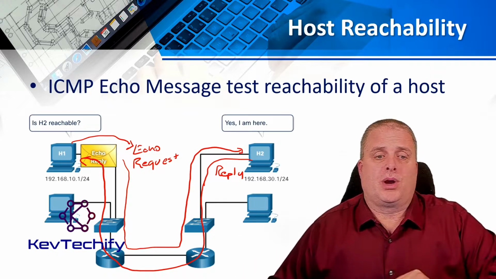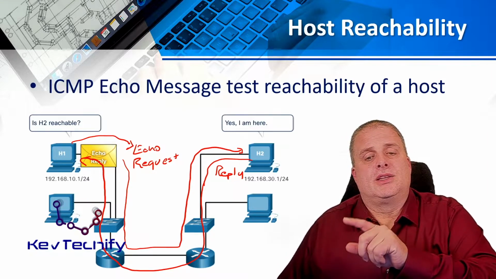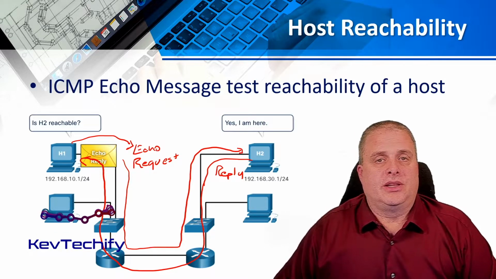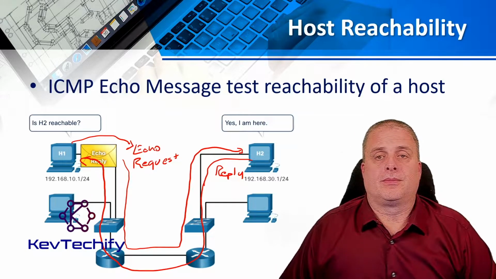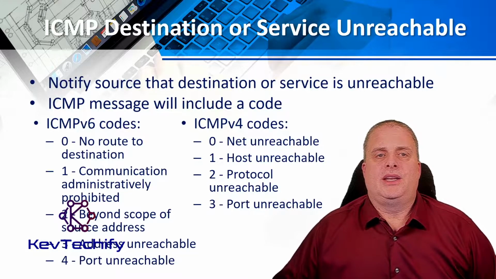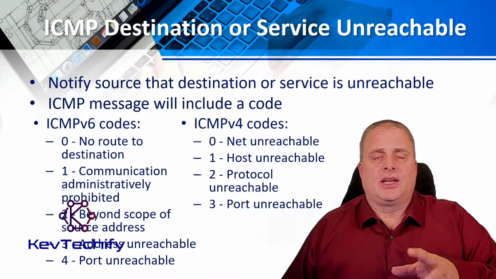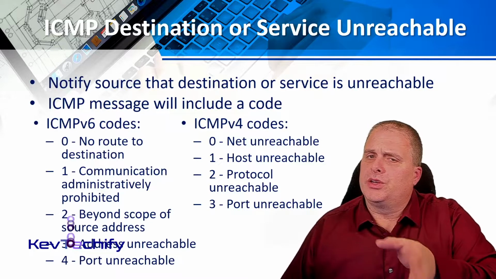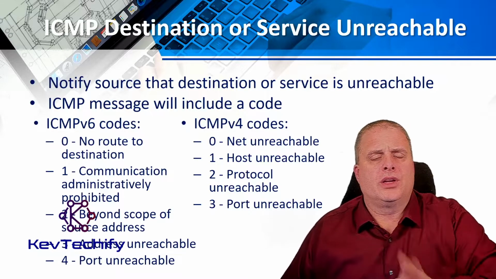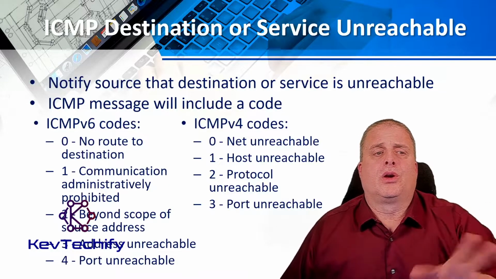And it's a two-step process. One is the echo request, which needs to make it all the way there. The echo reply, from the host we're contacting, needs to make it all the way back to us. And then that's a successful ping. When that ping doesn't successfully work, we get a destination or service unreachable. We notify the source that, hey, we couldn't get to that destination, we couldn't get to that service, and we're going to let you have a message that says so. ICMP will include a code.